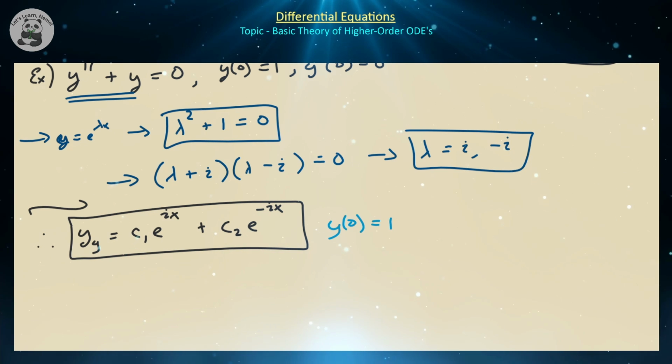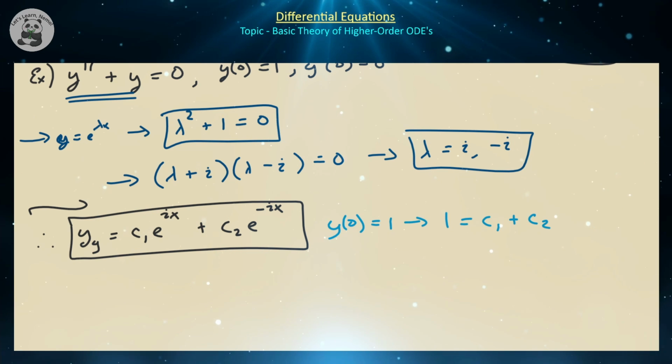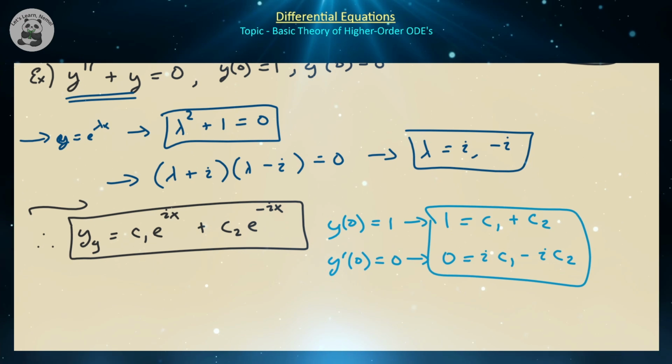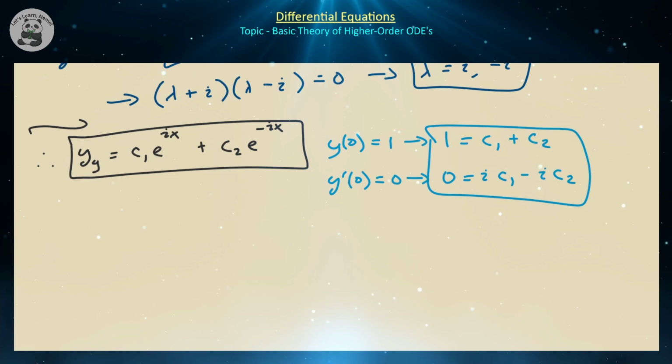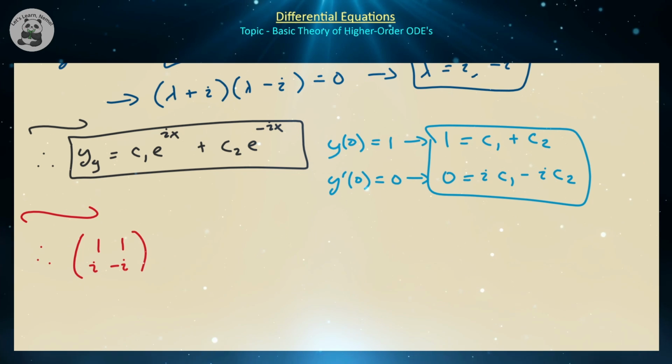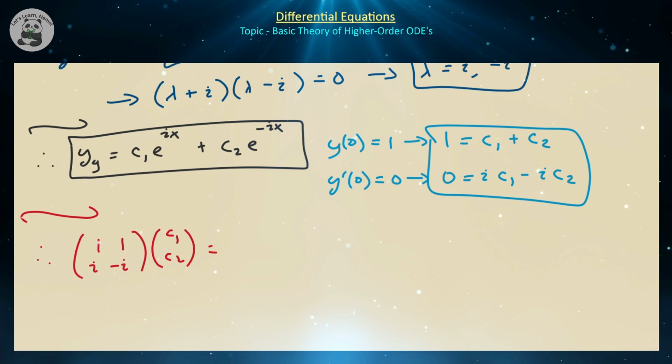Okay, now we can use our initial conditions. So if we have y of 0 is equal to 1, we're going to have 1 is equal to c1 plus c2. And if we use our second initial condition, y prime of 0 is equal to 0, that's going to give us 0 is equal to i times c1 minus i times c2. So we have a nice little system with two equations, two unknowns, in terms of c1 and c2. If we write this as a matrix equation, that's going to give us [1, 1; i, minus i] times [c1; c2] is equal to [1; 0].